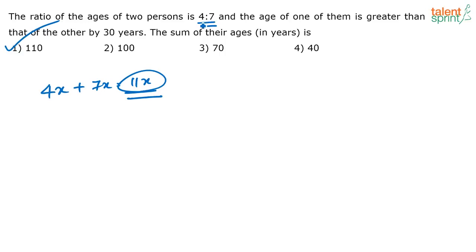Okay, here we know the sum of their ages will be 4x plus 7x, that is equal to 11x. Check which of the options is a multiple of 11. There is only one option which is a multiple of 11. That has to be your answer. Very easy. Next.